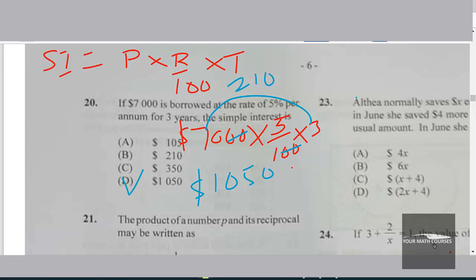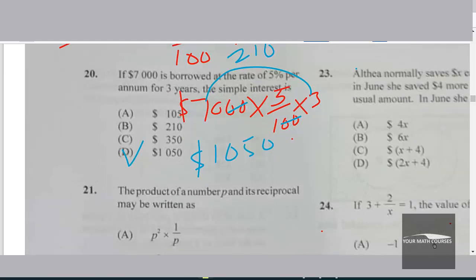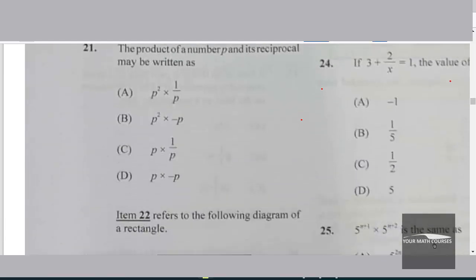The product of a number P and its reciprocal may be written as, so P, and the reciprocal of P is 1 over P. So the correct answer is C.